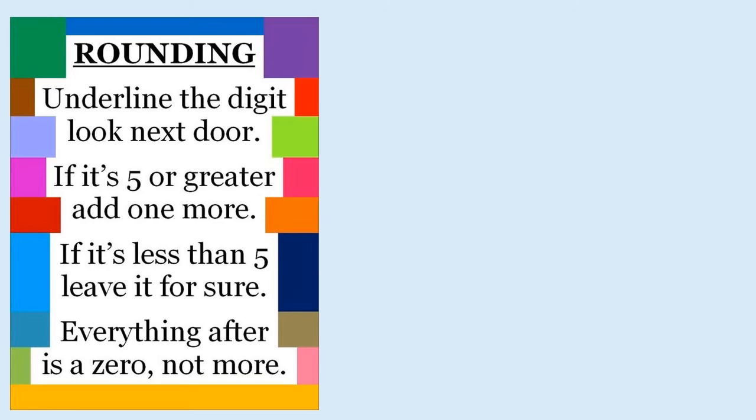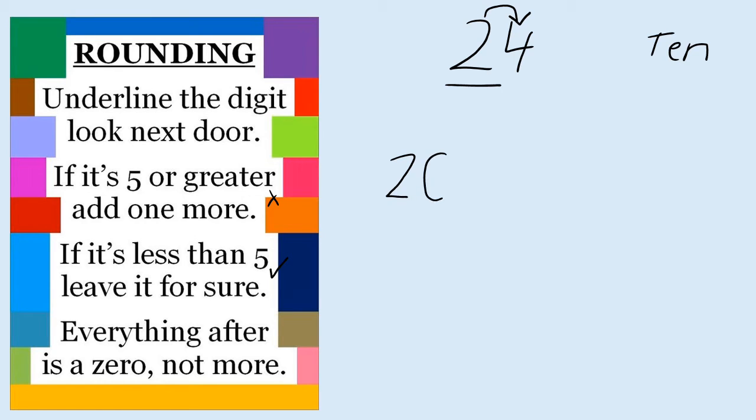I'd like you to have a go with the rhyme of rounding 24 to the nearest 10. Okay, I'll talk you through it. Underline the digit, look next door. If it's 5 or greater, add 1 more. If it's less than 5, leave it for sure. Everything else becomes a 0, no more. You should have found that 24 gets rounded to 20.